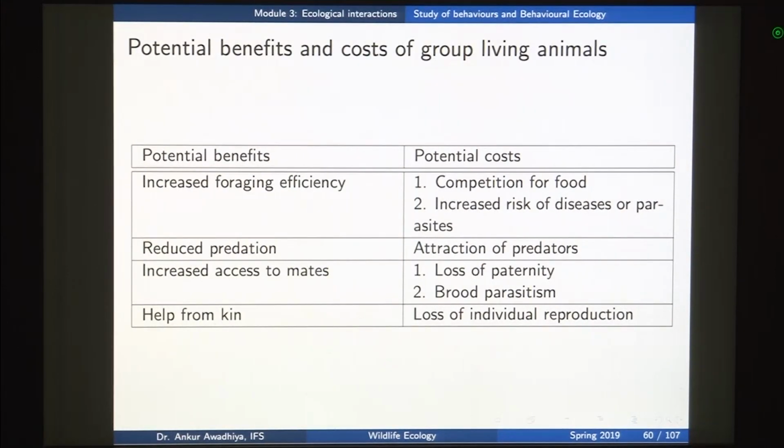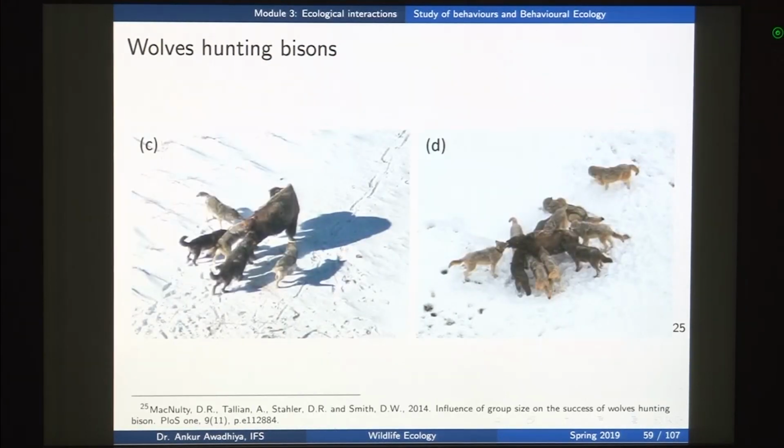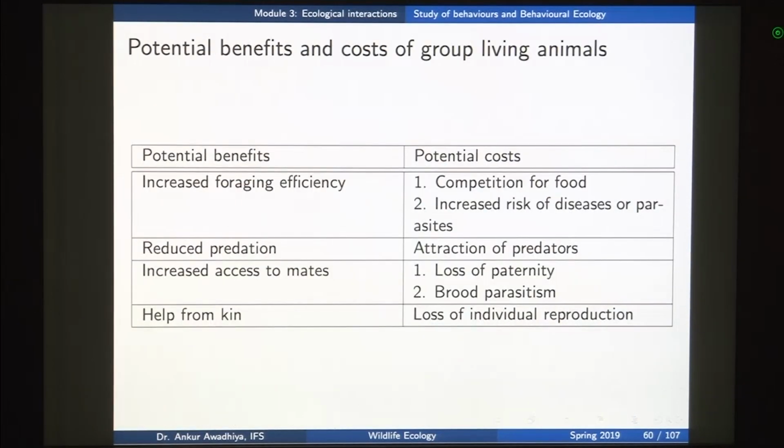On the other hand, the cost is that there is competition for food and there is an increased risk of diseases or parasites. Now, because this bison was hunted by so many wolves, all these wolves will have to share the flesh. So, that is a cost that is associated with the group living, and at the same time, because they are living together, if one of these wolves gets sick, that would also spread diseases to the other wolves. So, by living together, there is a greater propensity that you become prey to diseases.